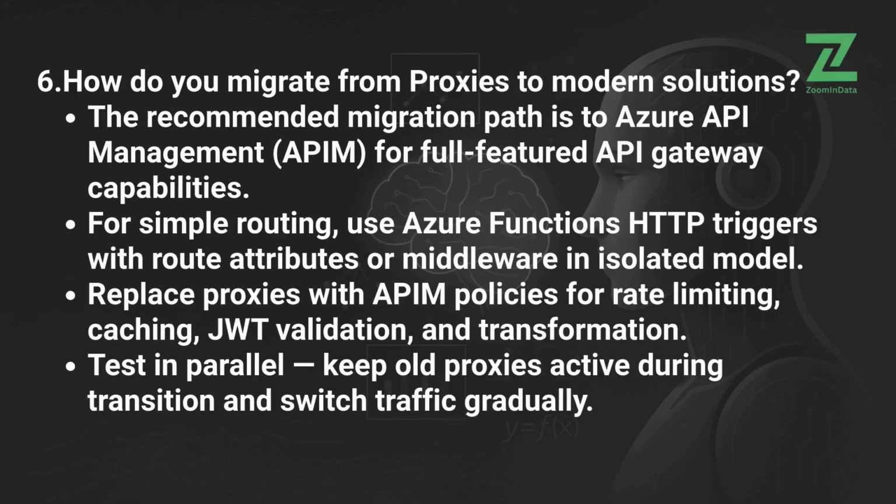How do you migrate from proxies to modern solutions? The recommended migration path is to Azure API Management, APIM, for full-featured API gateway capabilities. For simple routing, use Azure Functions HTTP triggers with route attributes or middleware in the isolated model. Replace proxies with APIM policies for rate limiting, caching, JWT validation, and transformation. Test in parallel. Keep old proxies active during transition and switch traffic gradually.